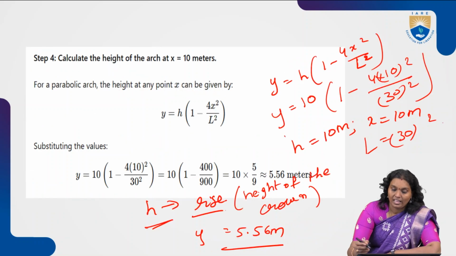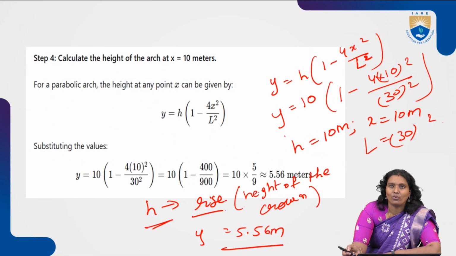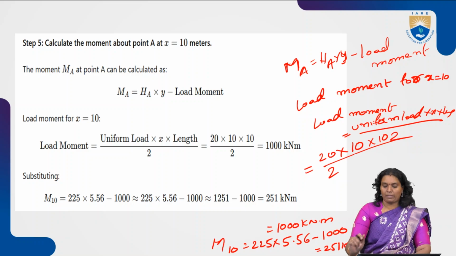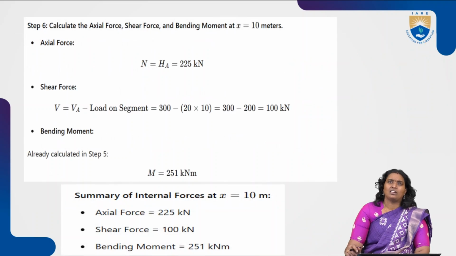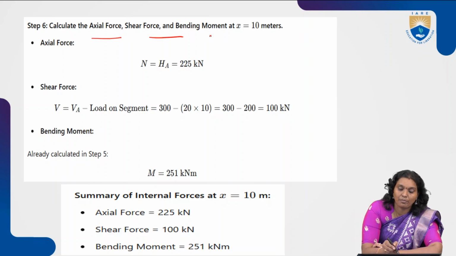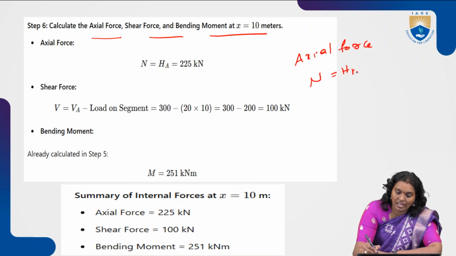Moment is there at this particular point. Like this, we are going to understand the various problems which we are going to use in this two-hinged arch. And move on to the axial force, shear force and bending moment at x is equal to 10. Here axial force N is equal to HA is equal to 225 kilonewton.